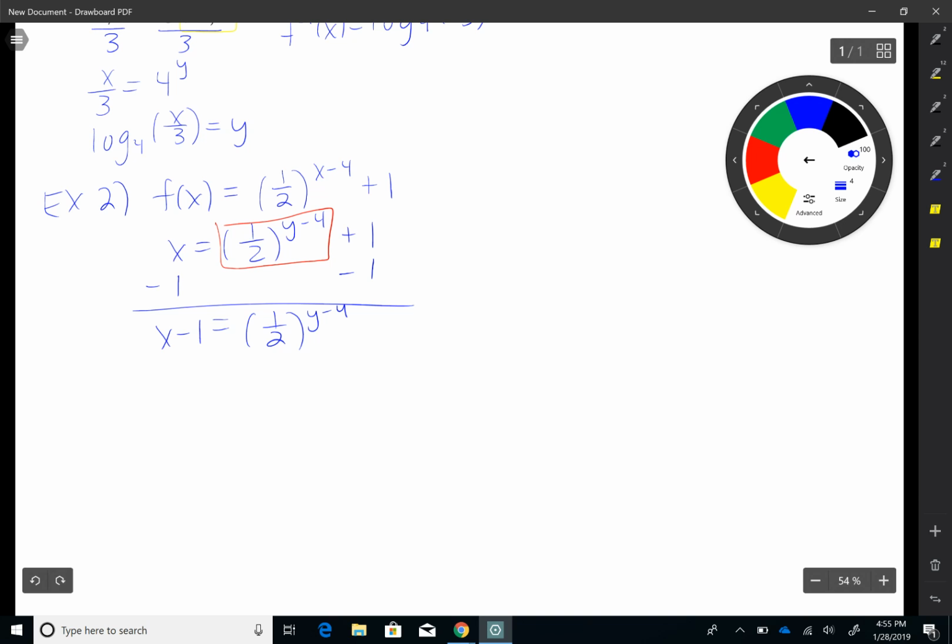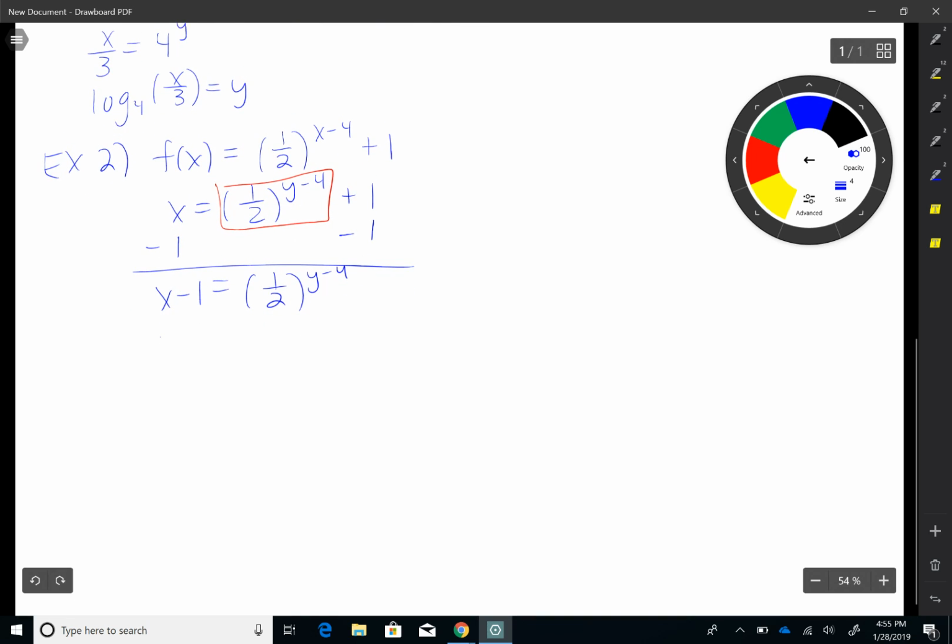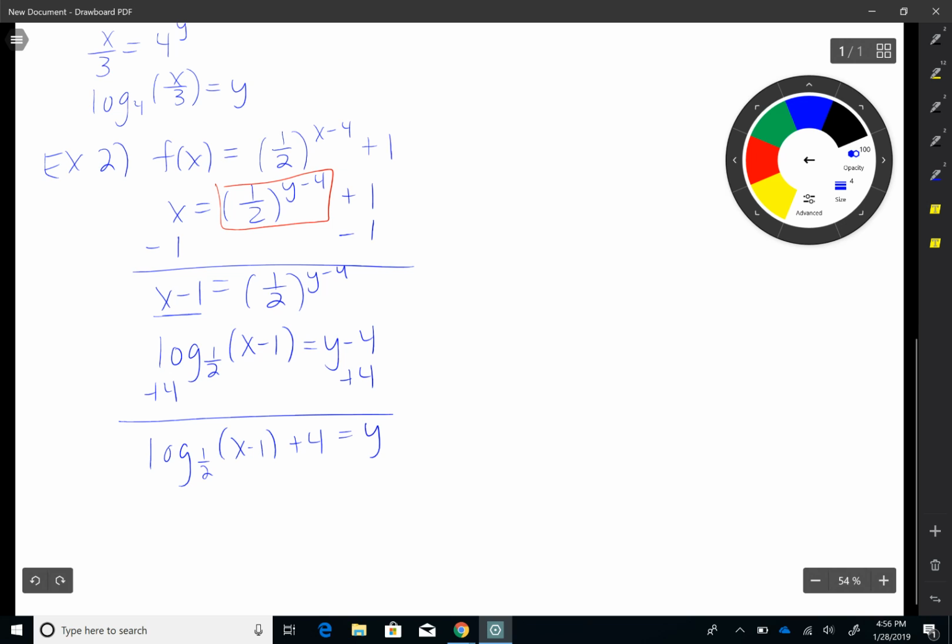Now my base and exponent are isolated, so I change to log form. Log base 1/2. Bring in your x expression, that x minus 1, kick out your y expression, y minus 4. We need y to be by itself, so I'm going to have to add 4. And that leaves me with log base 1/2 of x minus 1 in parentheses, and then plus 4. And of course, I'm going to write that as f inverse of x equals log base 1/2 of x minus 1 plus 4.